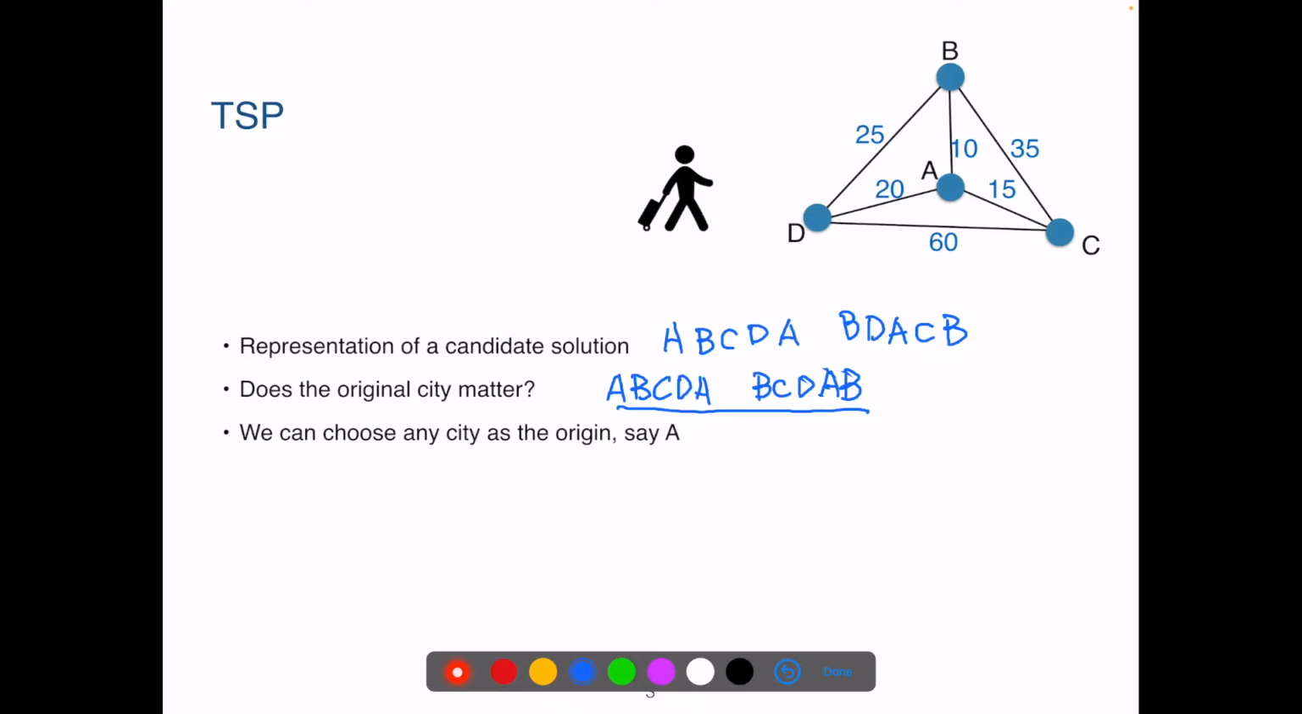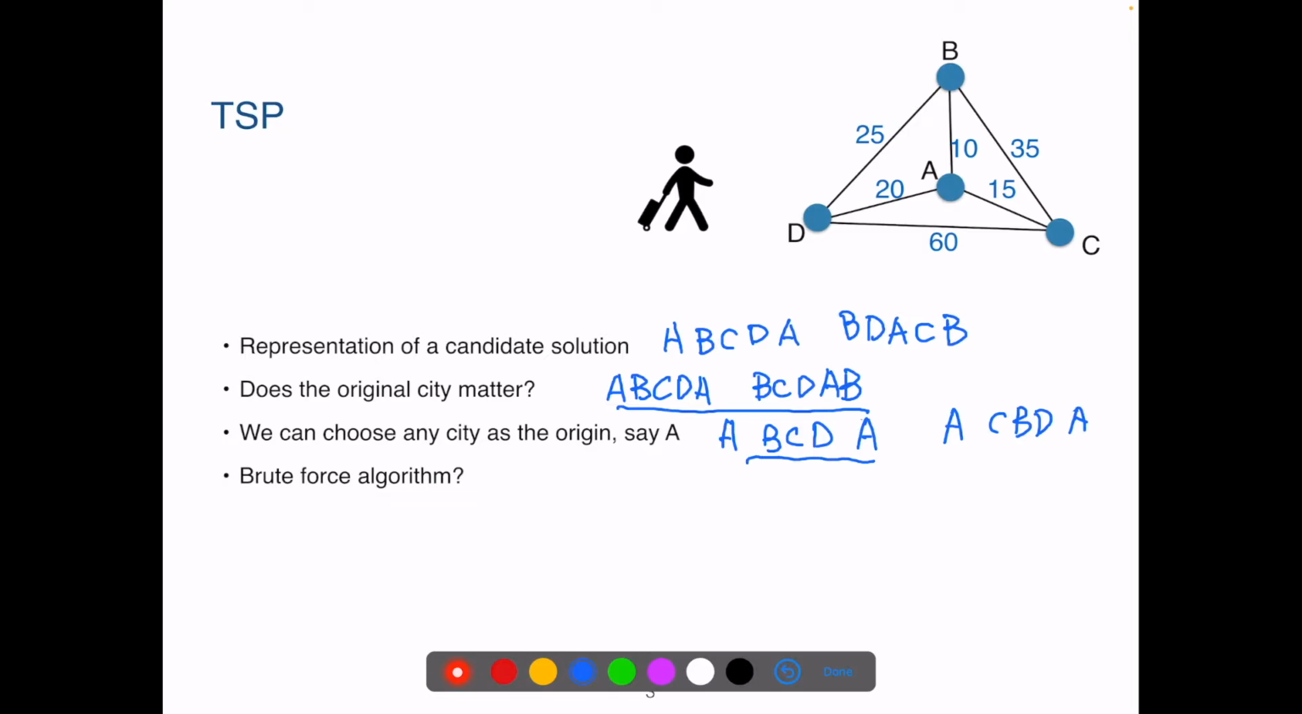Without loss of generality, we can assume that we start from A. And a unique solution is then a permutation of three cities B, C, D after A. And we always go back to A. So this could be one solution, and we have A, C, B, D, A. That's another solution. Next, the question is, what's the brute force algorithm for this problem?